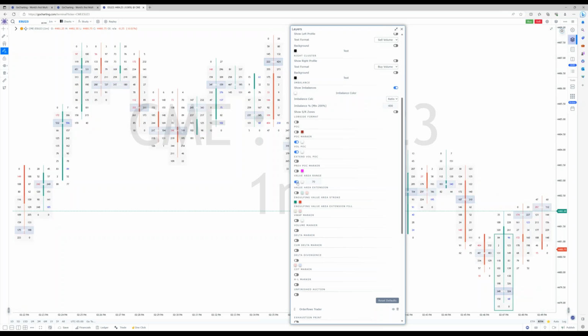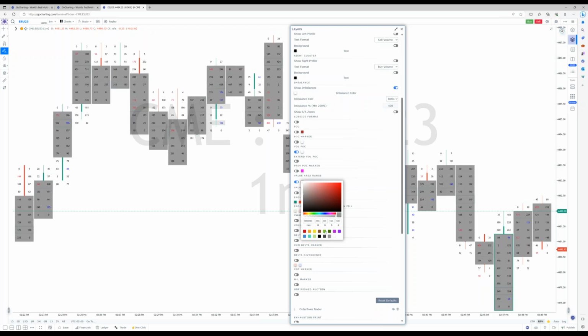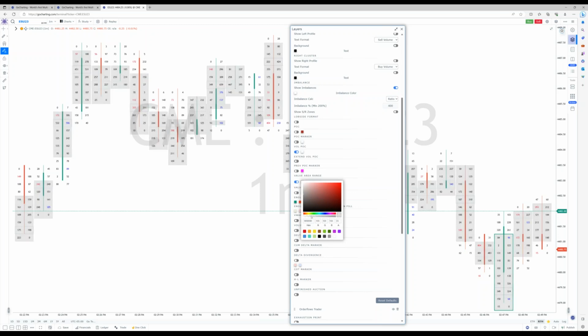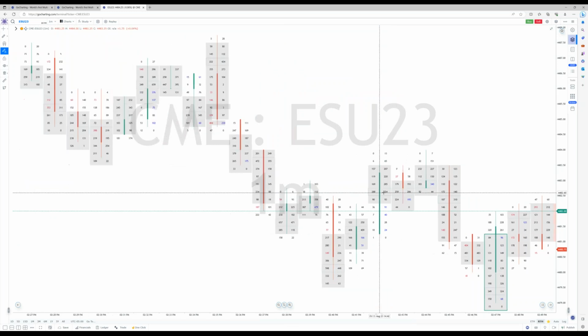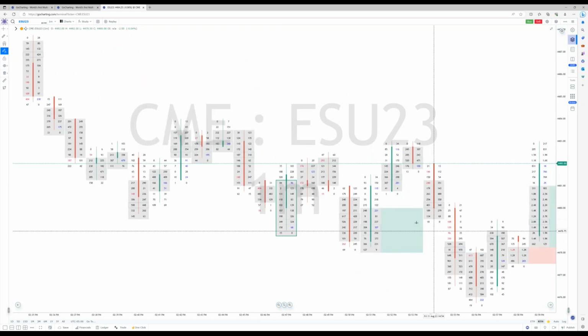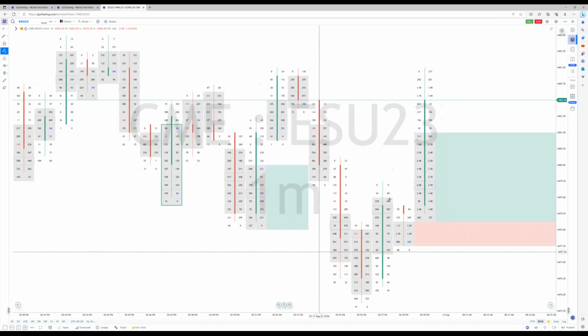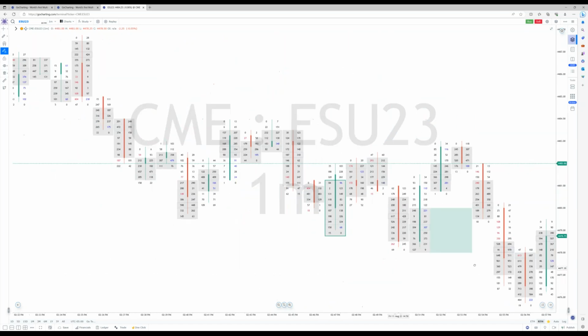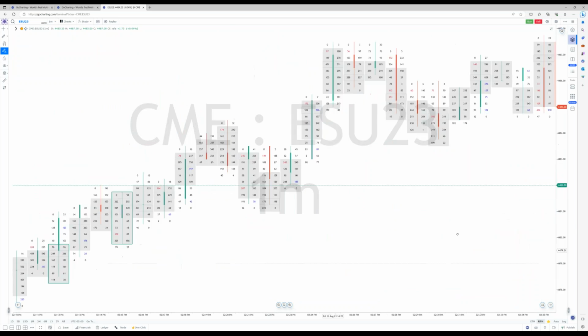Value area, right? To me, this is an important one. Let me just take that off here. Value area is very important as a trader. You want to know where value is. Okay, so you could adjust the colors. It's very flexible. If you want to extend it out, value area extension, right? You want to be looking for those value areas that are potentially going to act as support or resistance.